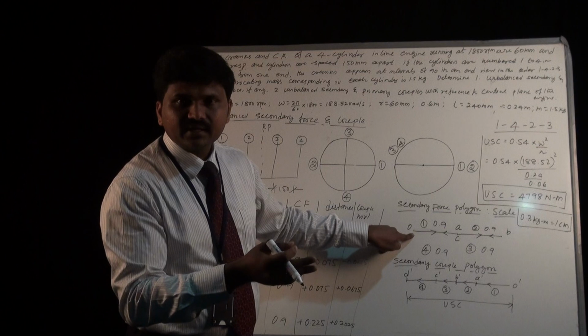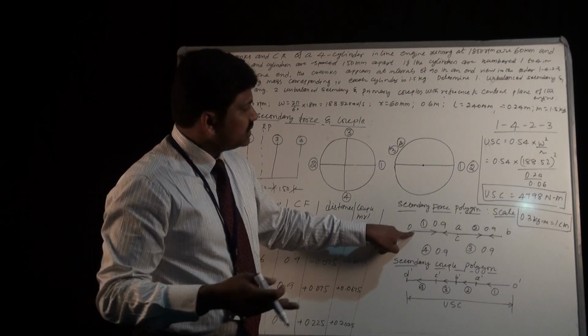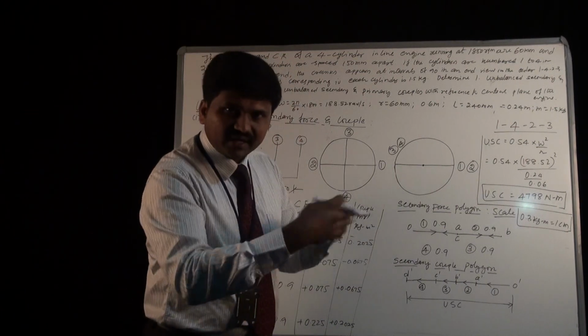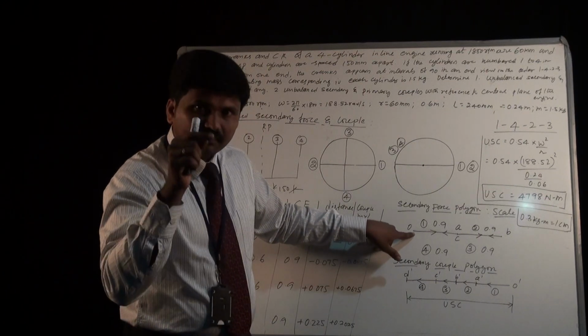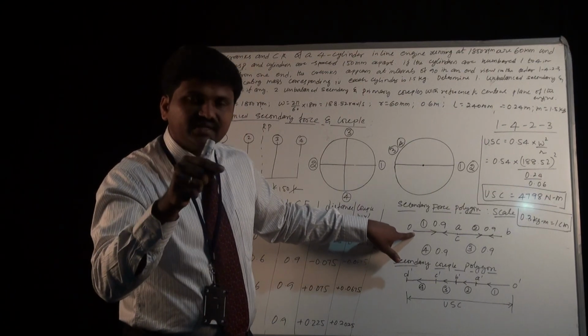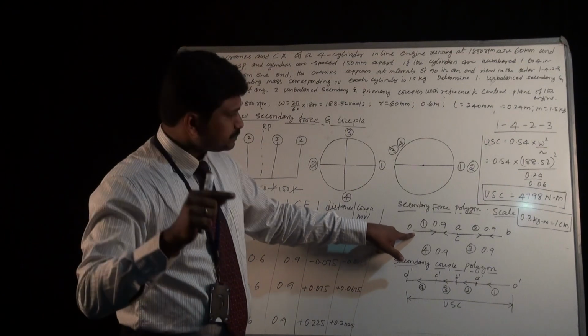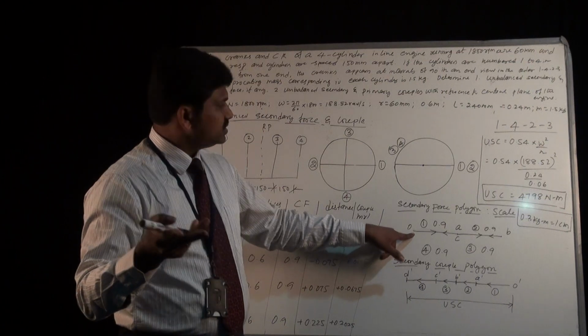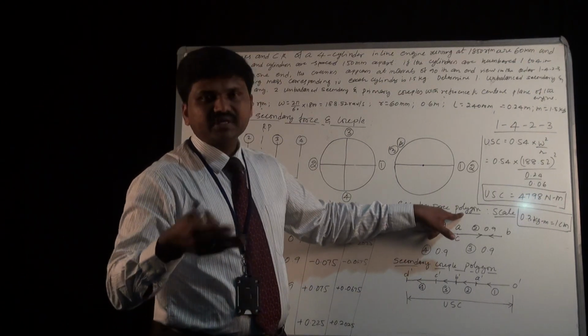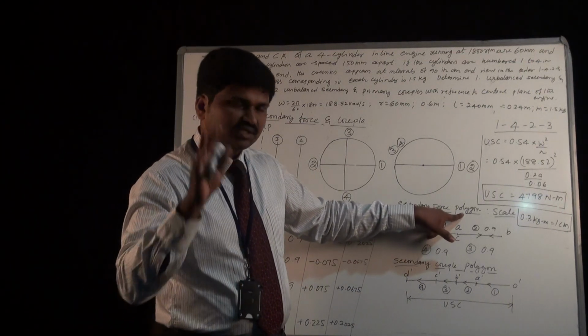So what is the meaning here? The couple polygon is closed. It is not a polygon here, it is a straight line, but the first point and last point are meeting at the same point. The meaning is that the polygon is closed. What is the meaning? There are no unbalanced secondary forces. So the secondary unbalanced force is 0.